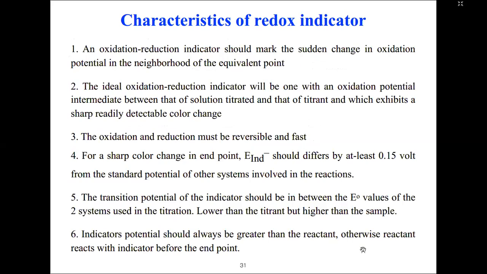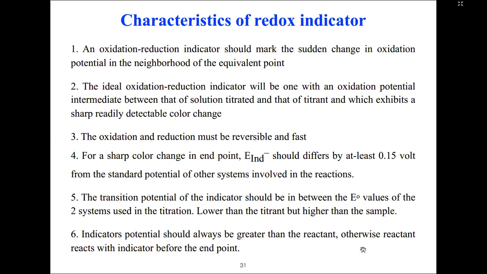And just remember, in general, all indicators need to have very good properties and characteristics, like we discussed in lecture 1. All the characteristics of an indicator also transfer to a redox indicator. However, these are the specific ones. I just want to remind you to also remember those for the indicator from lecture one. So a redox or oxidation-reduction indicator should mark the sudden change in oxidation potential in the neighborhood of the equivalence point. So you have the equivalence point, and there should be a color change in that range.